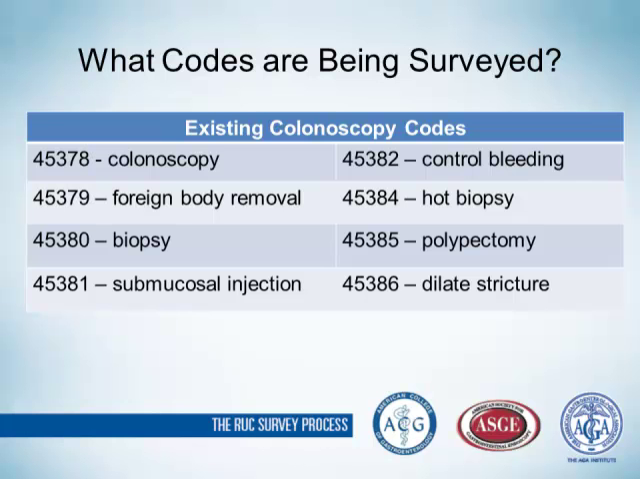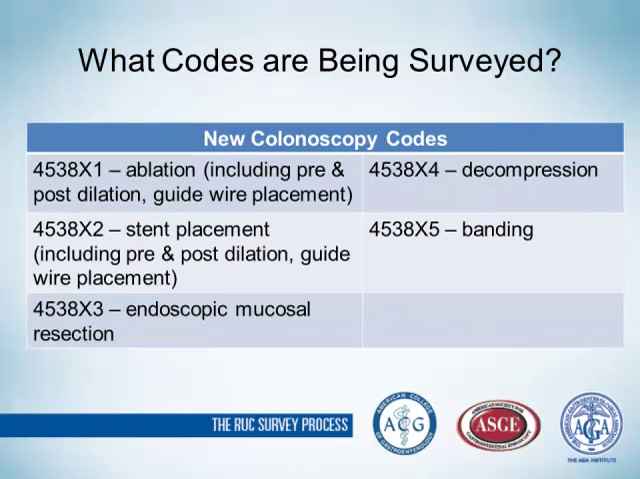On the next slide, we have the new colonoscopy codes. Code 4538X1 is colonoscopy with ablation, which includes pre- and post-dilation and guide wire placement. Code 4538X2 is colonoscopy with stent placement, which includes pre- and post-dilation and guide wire placement. Code 4538X3 is colonoscopy with endoscopic mucosal resection. Code 4538X4 is colonoscopy with decompression. Code 4538X5 is colonoscopy with banding.